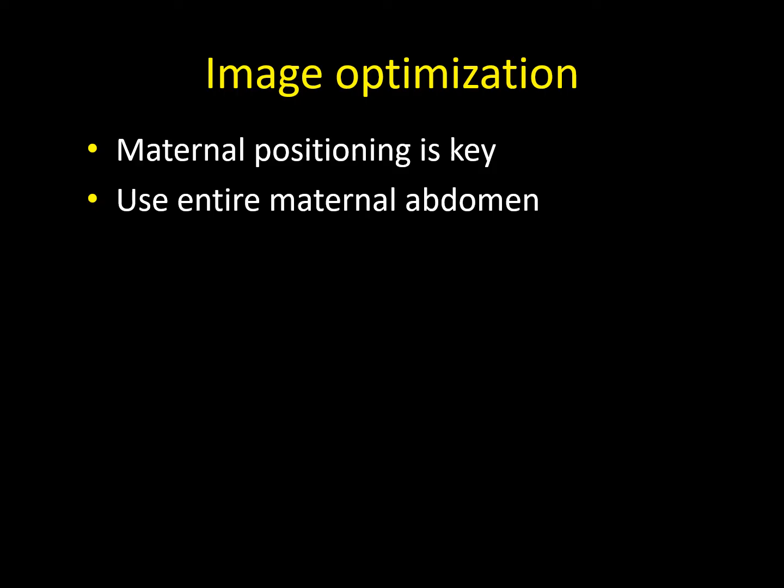So some very important tips on image optimization, the very first of which would be to make sure that the patient is comfortable, have her in a position where she's going to be comfortable throughout the entirety of the exam, sometimes taking up to an hour. You want to use the entire maternal abdomen. Some people find a picture of what they want to see and they stay in that spot, so it's important to move around the maternal abdomen to get different angles of certain things.